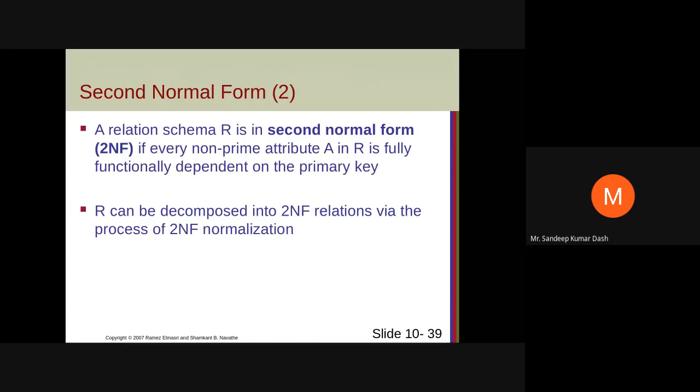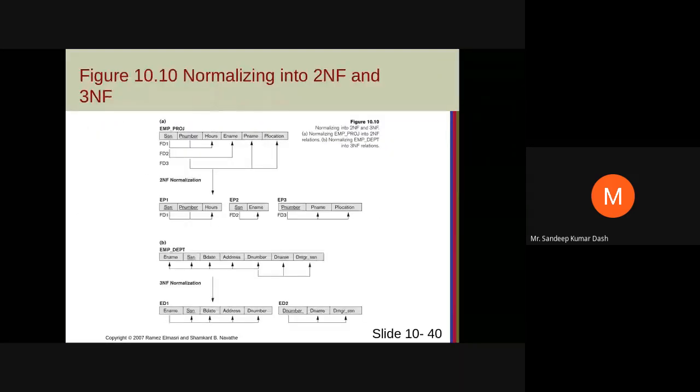The definition again, you see, a relation schema R is in second normal form if every non-prime attribute A, means wherever you are having a functional dependency where non-prime attributes are involved at the Y side, on the X side there should be full functional dependency on the primary key. Okay, if the X side always involves the primary key or some key, that will be fully functionally dependent. Fine. This was one example.